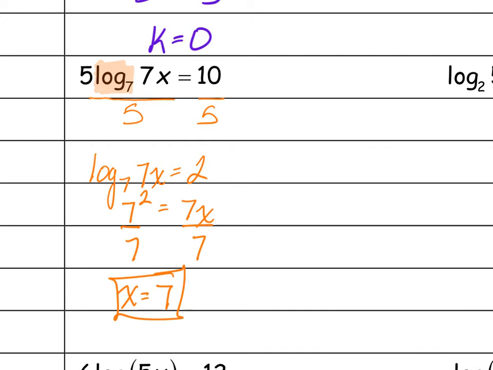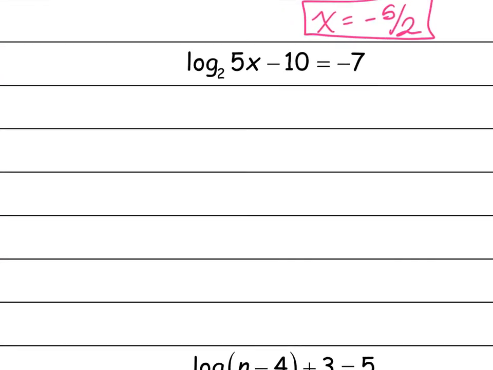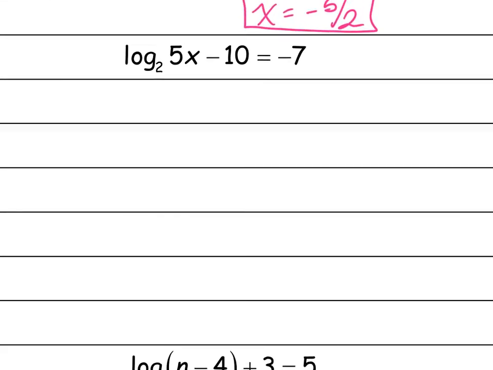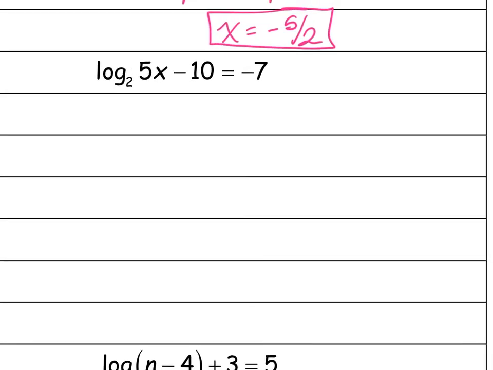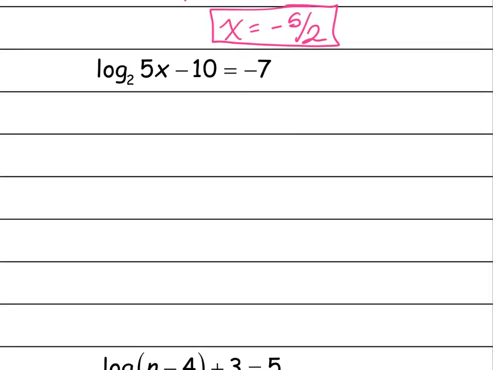Okay, that's it. That's all there is to it. So we're going to go to the next one. Oops, don't know what happened there. We're going to do the same thing. Okay, so I'm going to say this. This 5x minus 10 is not in parentheses.